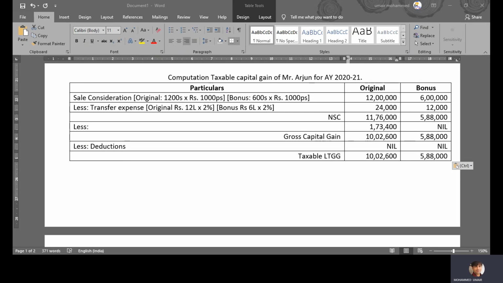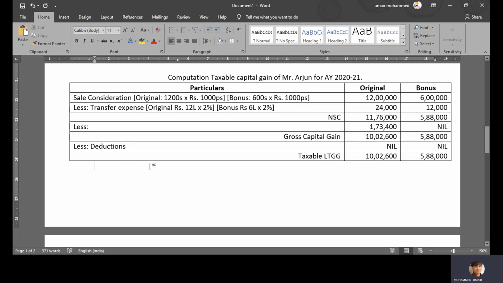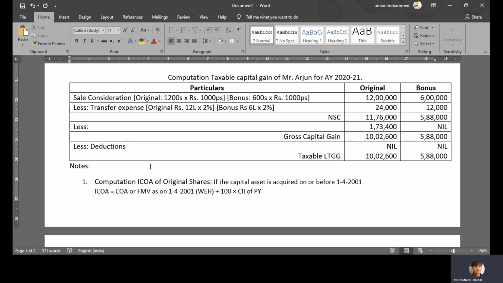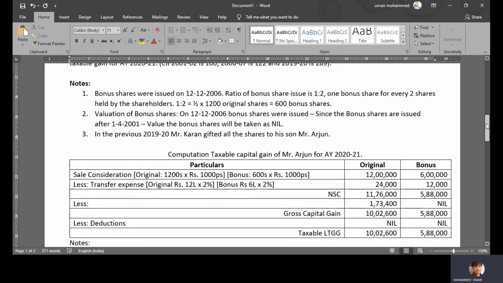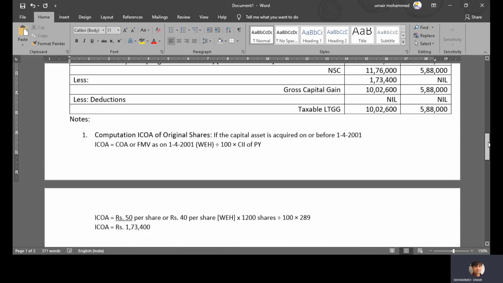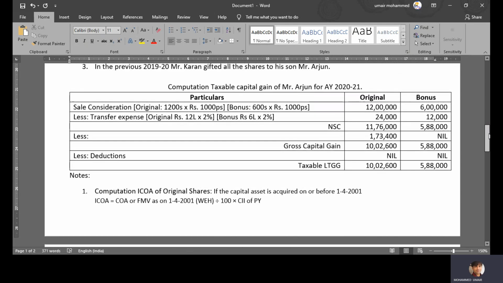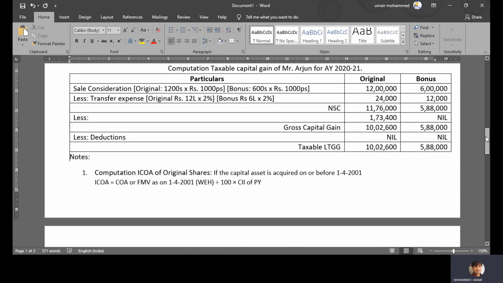15 lakh. If you want, you can summarize total both the amounts. Otherwise, you can just leave this as it is. The choice is yours. So this is how you guys compute the capital gains for financial assets.